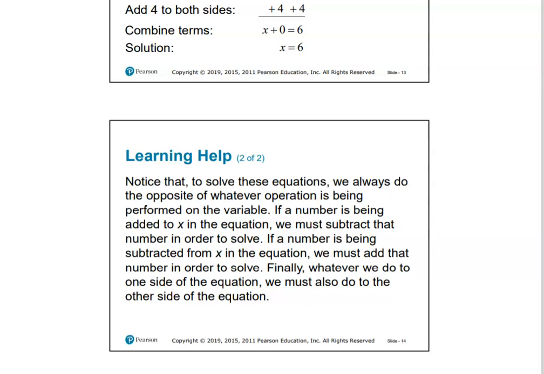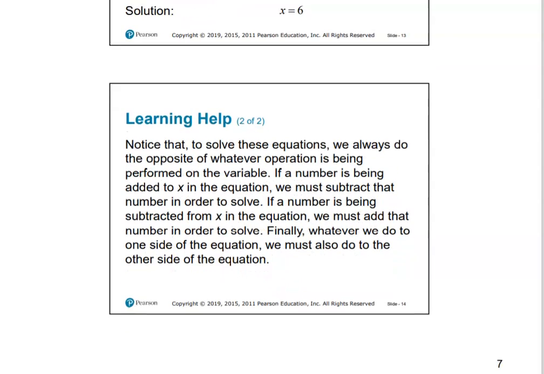Notice that to solve these equations, we always do the opposite of whatever the operation is being performed on the variable. If a number is being added to x in the equation, we must subtract the number in order to solve. If a number is being subtracted from x in the equation, we need to add that number in order to solve. Finally, whatever we do to one side of the equation, we must also do to the other side.